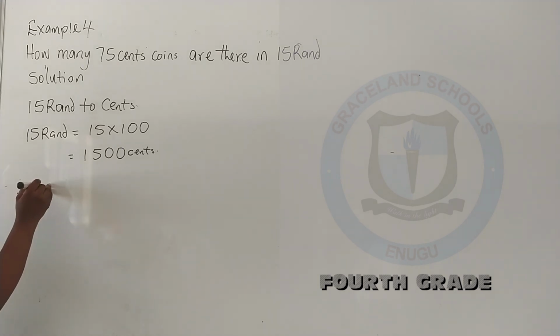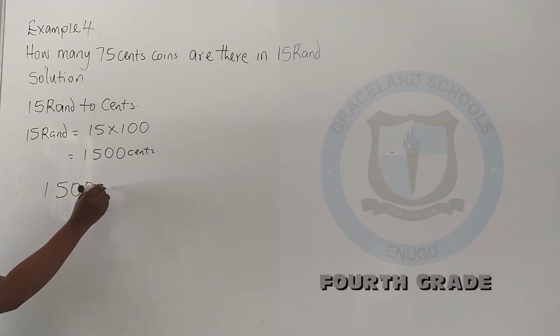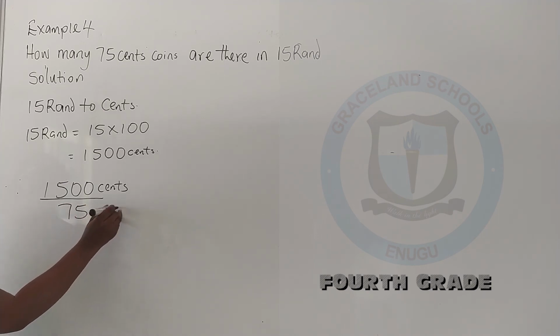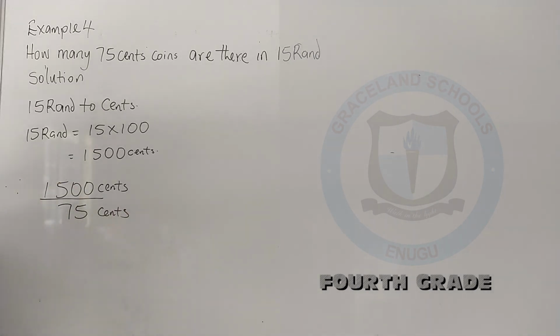Then, therefore, 1,500 cents divided by 75 cents. Okay? What number can divide 75 and divide 1,500? Okay, 3 can do that. Thank you. 3 cannot divide 1, so put these first two numbers together. 15. 3 divides 15, 5. Write your 5 on top of the second number here.